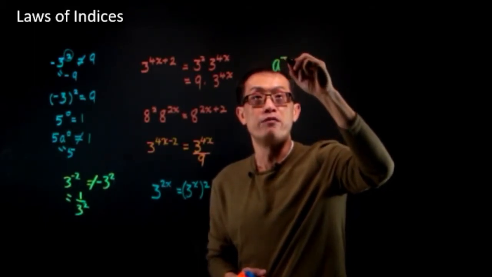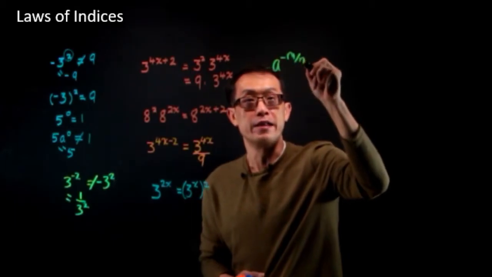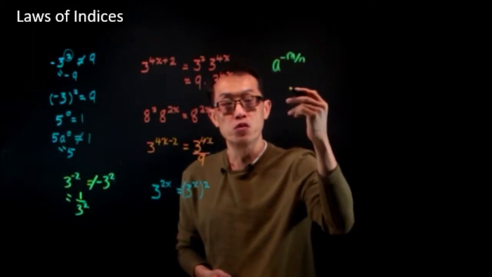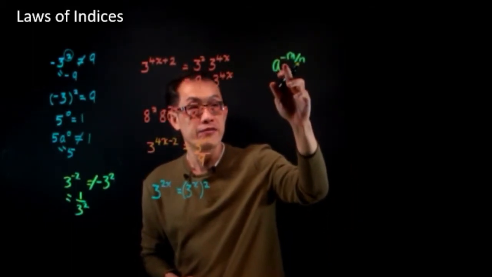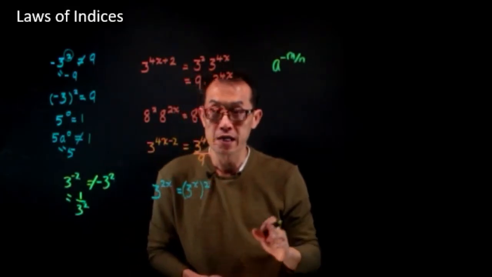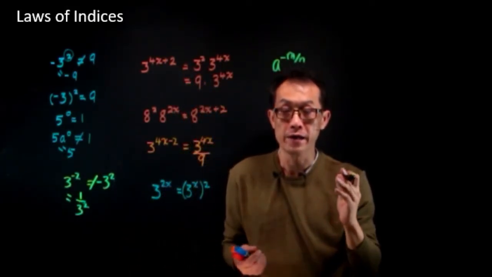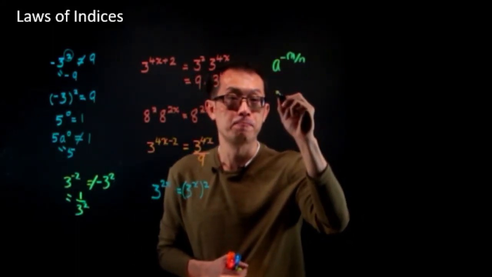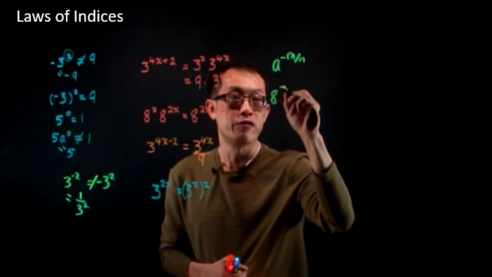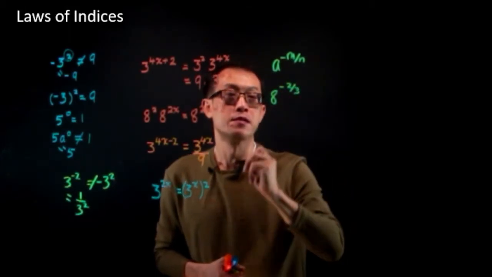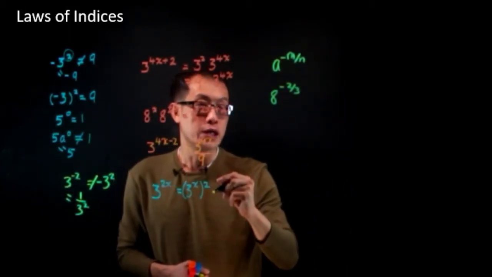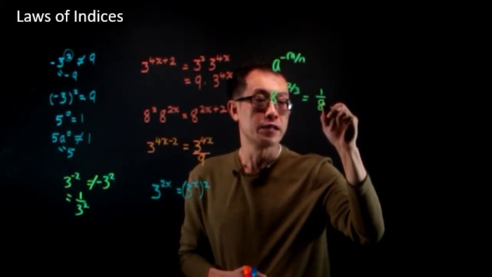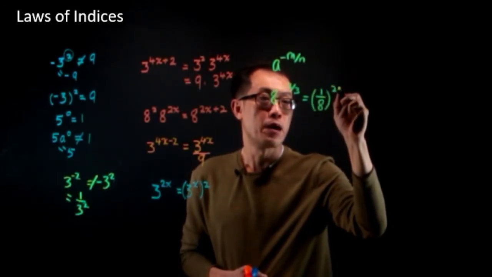Alright. Now another pointer is a to the power of minus m over n. Now, which one must you do first? Alright, the negative first, or the n first, or the m first. It doesn't matter which one you do first. Alright, it will still give you the same answer. Now, I give you an example. 8 to the power of minus 2/3. Now let us do the negative first. So this will be 1 over 8 to the power of 2/3.